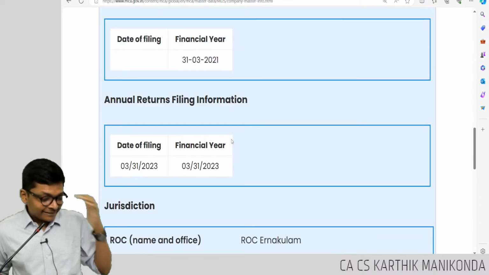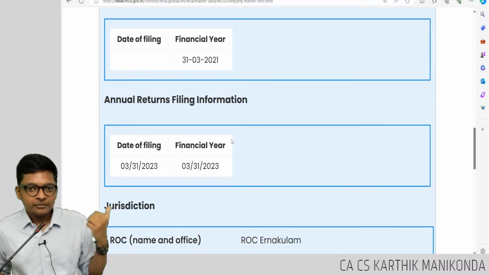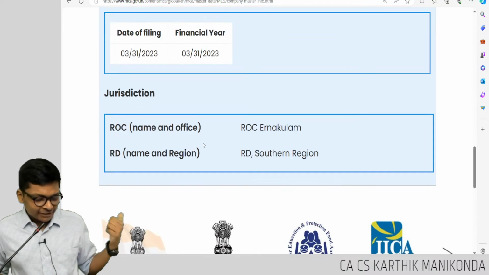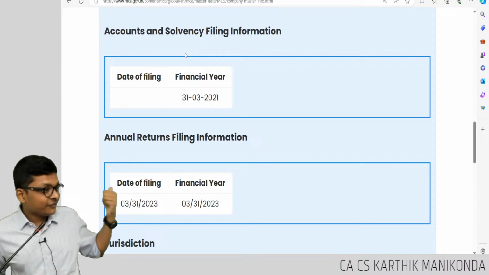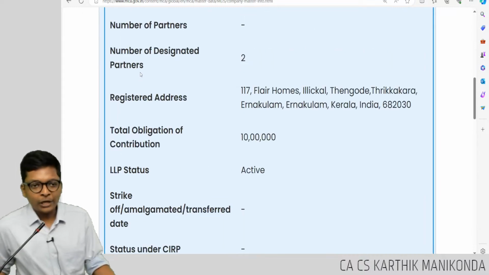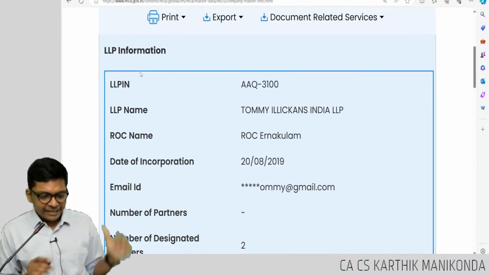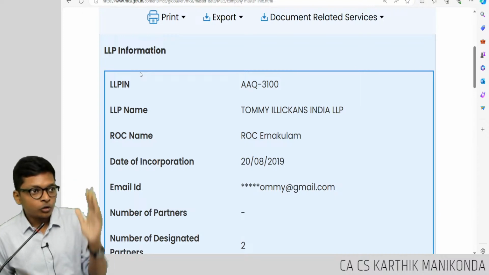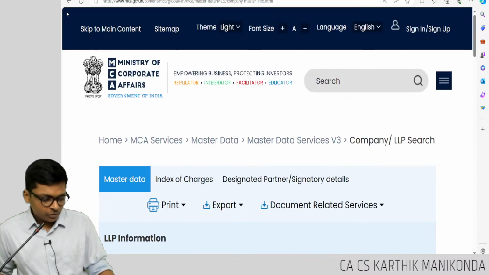Fine. So they are saying, I told you annual returns we have to file, when they last filed, jurisdiction, all of that will be given. Solvency filing within 30 days, and the date of filing. Are you getting it, guys? All this information for any company, for Reliance, for Zomato, you can see here.